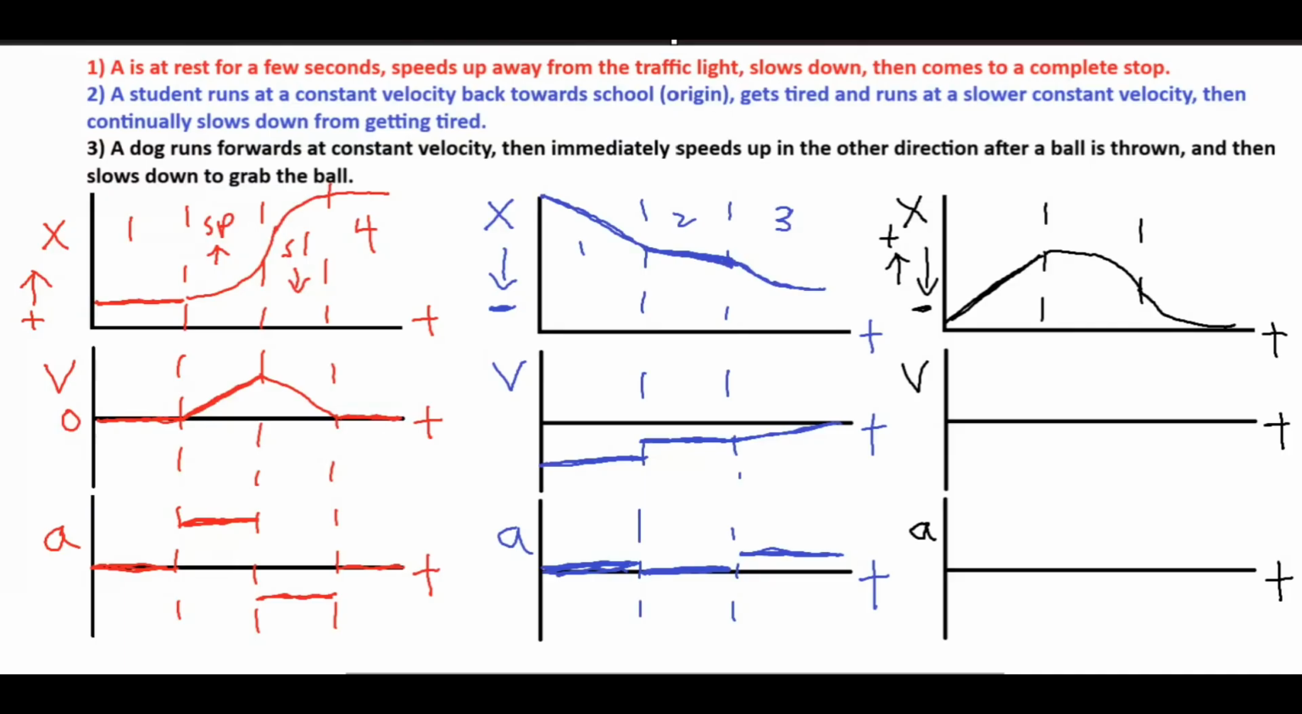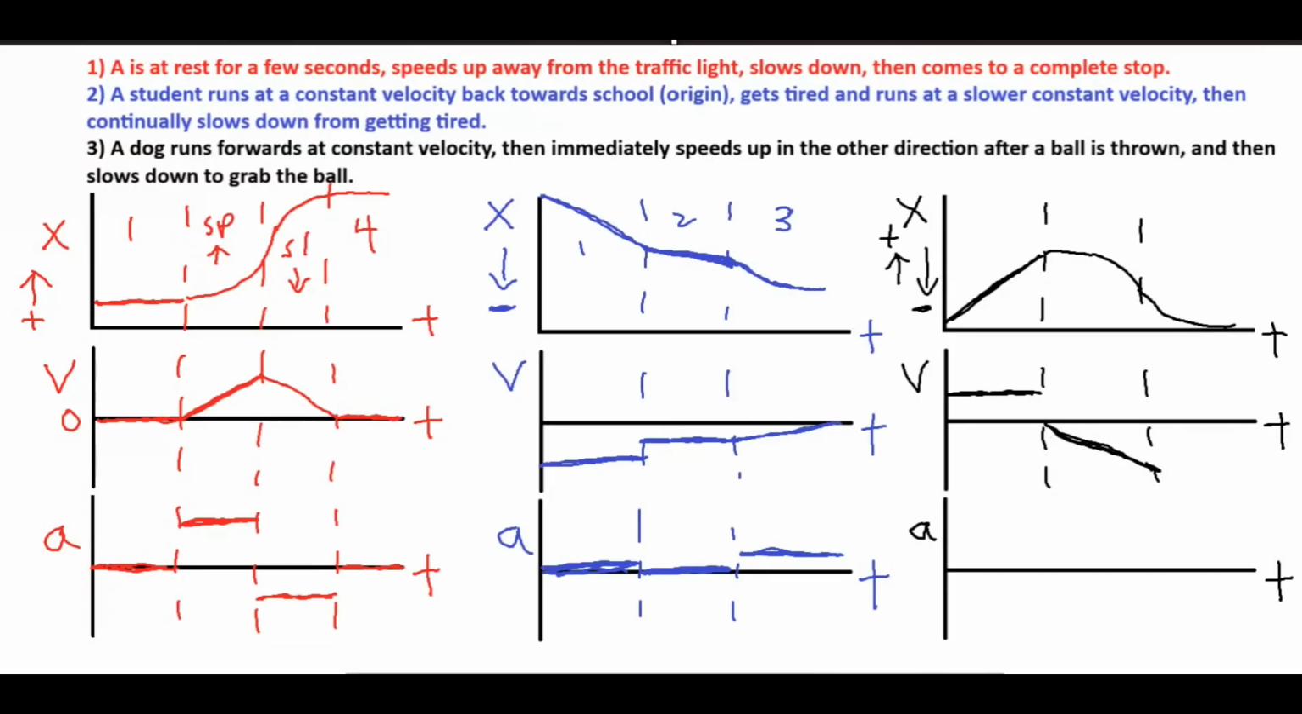Okay, so this one we have speeding up in the negative direction and slowing down in the negative direction. So now when we go to our velocity versus time graph, we have a constant positive slope in the beginning, so we have a constant positive velocity here, and then it's speeding up in the negative direction, so it's going to be negative, slanted away from 0.